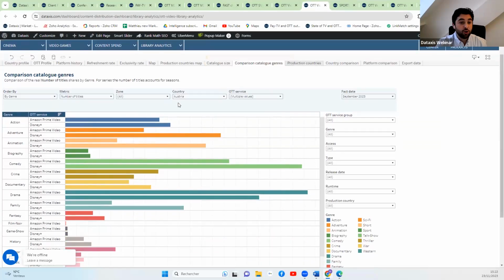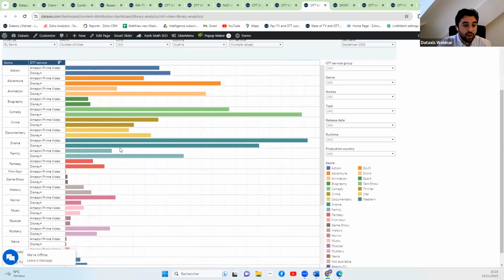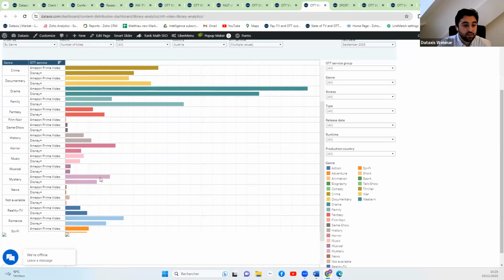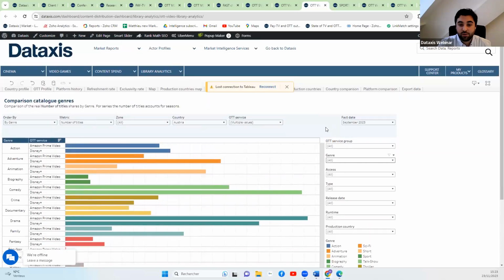You can see here on Austria, I took Austria as an example. We can see all the genres, action, adventure, animation, comedy, for Amazon Prime and Disney Plus, pre-selected for you as well. And you can see directly on it the number of titles that are allocated by type. And you go down and it will give you the details. Again, in September 2022, you have the number of titles by genre for every platform.